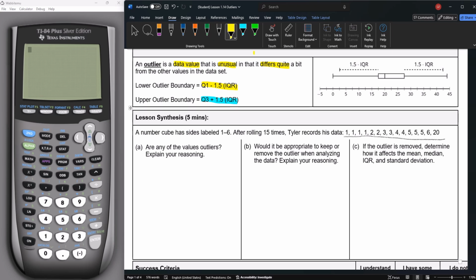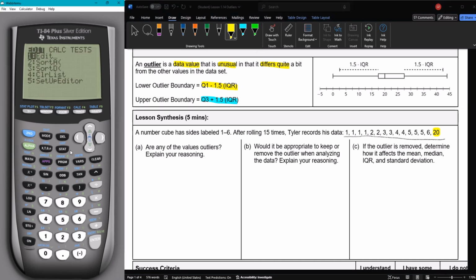So judging from the data set right here, we see 1s, 2s, 3, 4, 5, all the way up to 6. But then the number 20 looks like it stands out. So 20 is a possible outlier because that number is way too large for it to be part of this data set. But let's verify that. When you go into one variable stats, you put your numbers in L1, go into 1-Var Stats and calculate it. You want to find all of the necessary information.